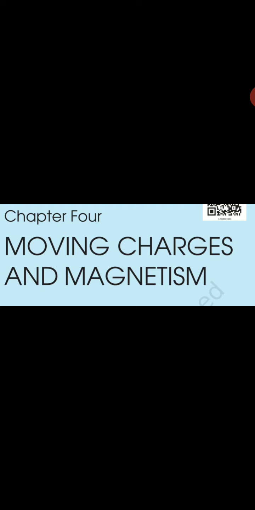Because it is moving in a circular path, there must be a centripetal force. If there is no centripetal force, it cannot move in a circular path. So I am again repeating the situation. We have a magnetic field capital B. We have a charged particle plus q, and this charged particle is entering the magnetic field capital B with a velocity v perpendicular to the direction of the magnetic field.